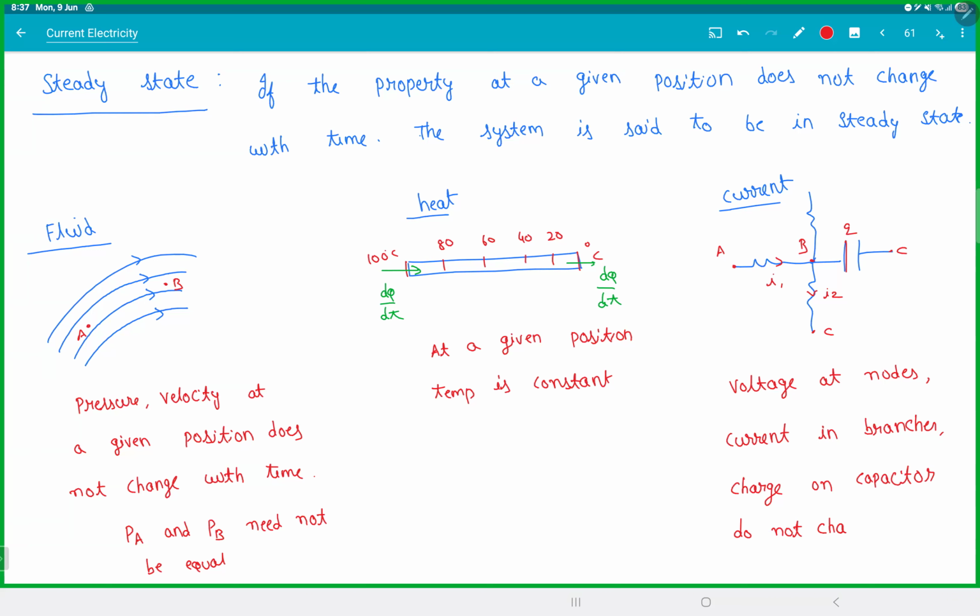In circuits, whenever someone says the circuit is in steady state, this is the meaning of it. The voltages won't change anywhere. Different branches can have different currents, but for a given branch, it will always remain constant. Is this clear, everyone? What is the meaning of a steady state? Clear?